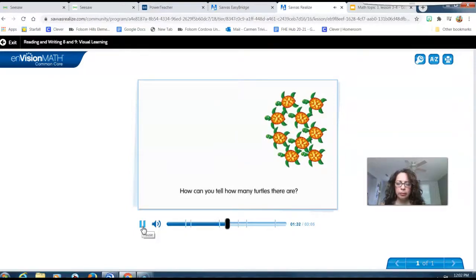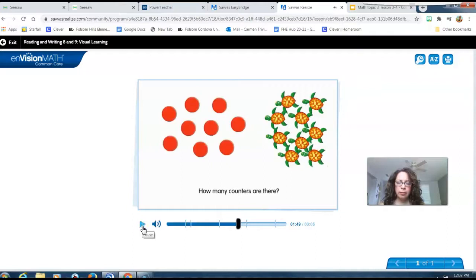How can you tell how many turtles there are? You can count. There are 9 turtles. How many counters are there? What do you guys think? If there's 9 turtles, more than likely there's going to be the same here, right? Which is 9. There are 9 counters.